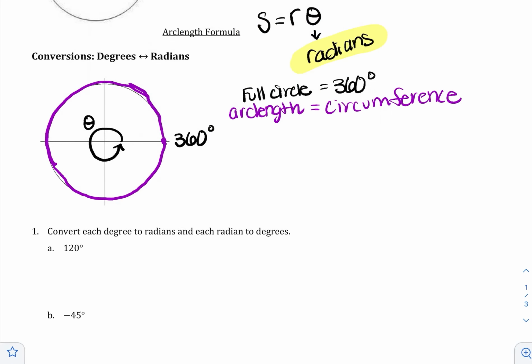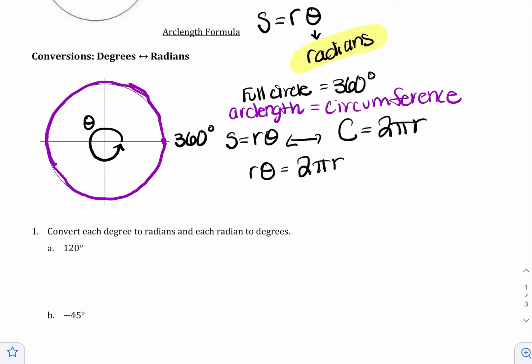But I have a formula for each of these. So the arc length formula is S is equal to R theta. And the circumference formula, if you forgot it, it's okay, C is equal to 2 pi R. But these are the same, so I can set them equal to each other. So I have R theta is equal to 2 pi R, which means that I can cancel the R's because there's 1 on both sides. So theta is equal to 2 pi.